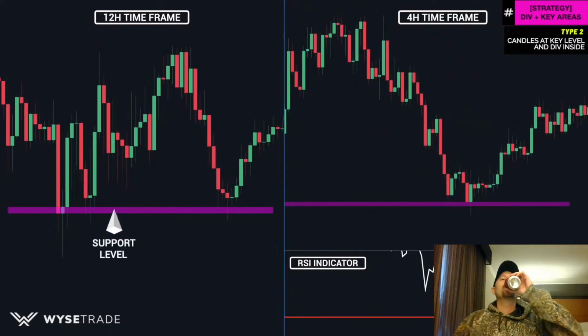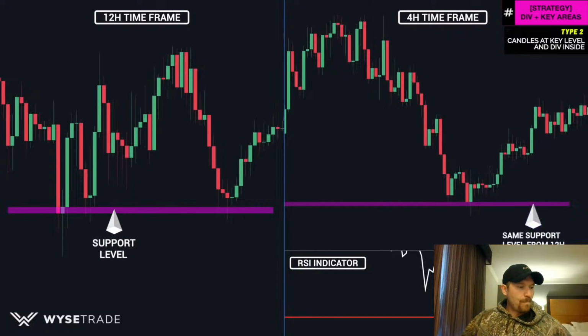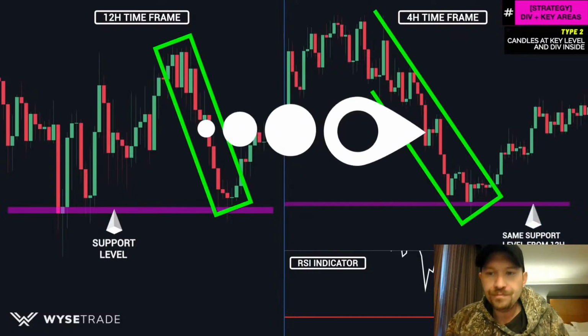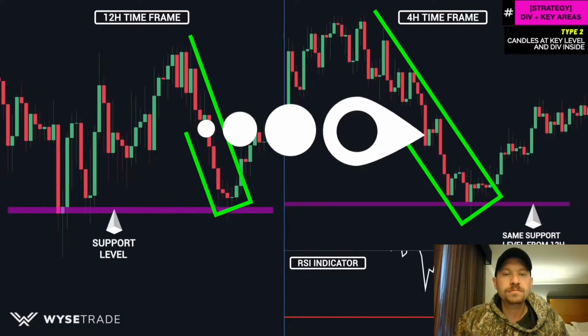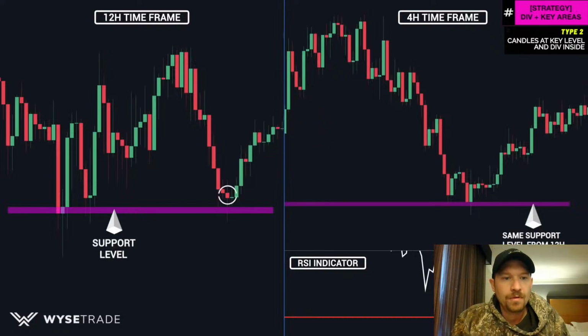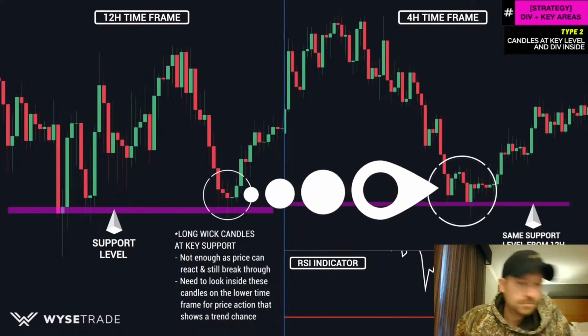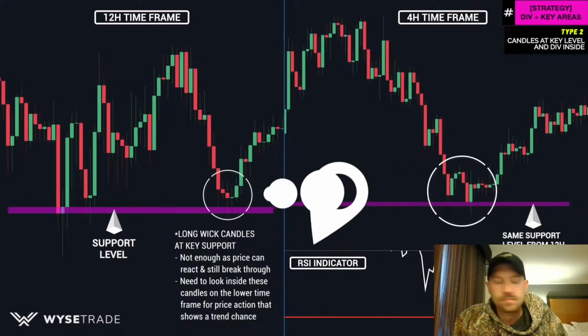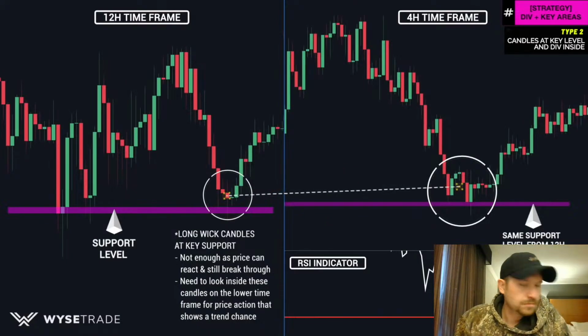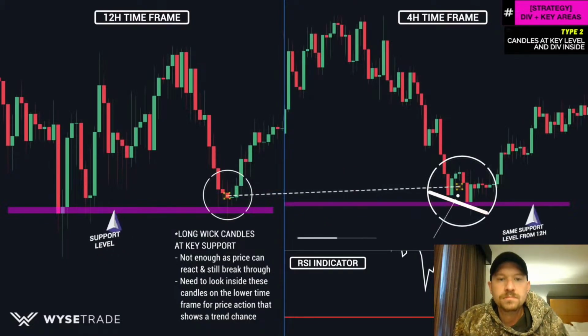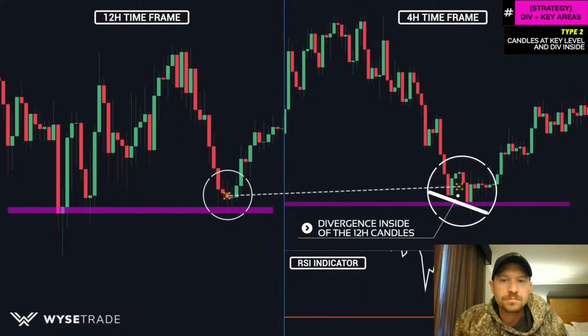This support level is the same support level here. This downtrend here is the same downtrend here. Now, here's the key. You identified your long wick candlesticks at key support here, but it wasn't enough data for a trade entry. So you looked inside of those candlesticks on the lower time frame to see what you had. And this is what you found. Great divergence that formed inside of the long wick candlesticks. This is a high quality trade now.